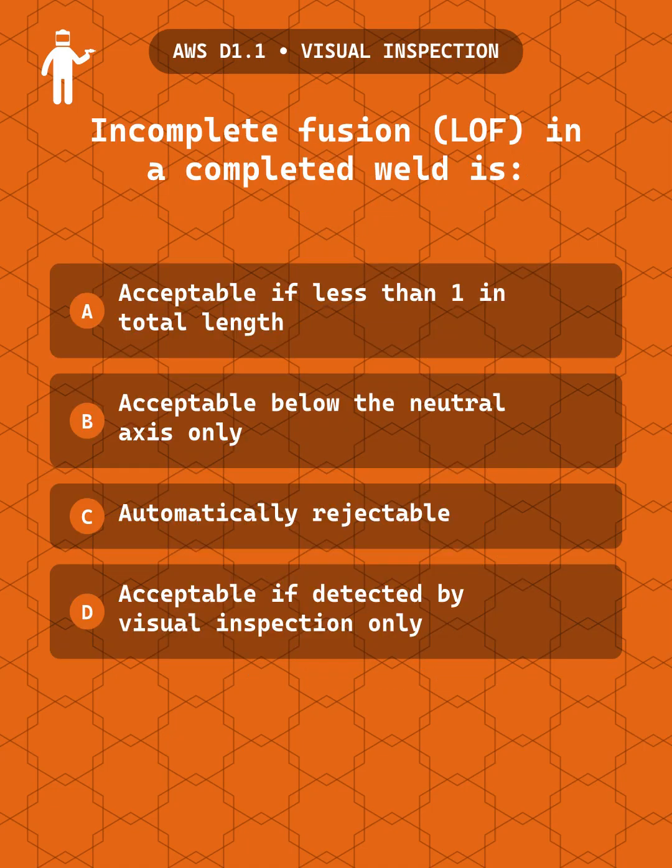Question 10. Incomplete fusion in a completed weld is A, acceptable if less than 1 inch total length, B, acceptable below the neutral axis only, C, automatically rejectable, or D, acceptable if caught by visual inspection only.